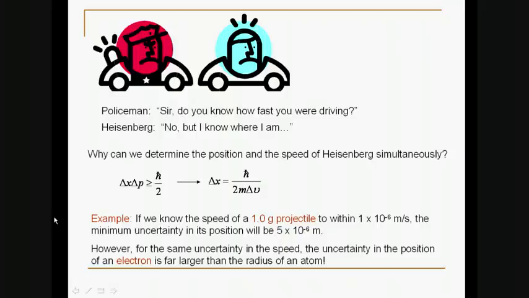And here's an example. If we know the speed of a 1 gram projectile to within 10 to the minus 6 meters per second, the minimum uncertainty in its position will be 5 times 10 to the minus 6 meters. So even for a 1 gram projectile, this uncertainty is negligible. However, for the same uncertainty in the speed, that is this 10 to the minus 6 meters per second, the uncertainty in the position of an electron is far larger than the radius of an atom.